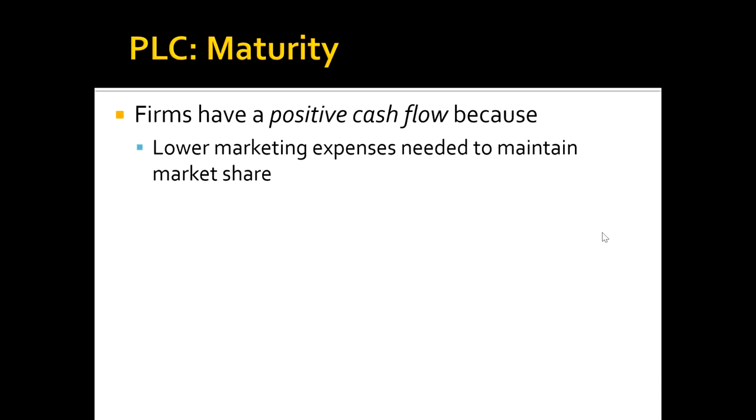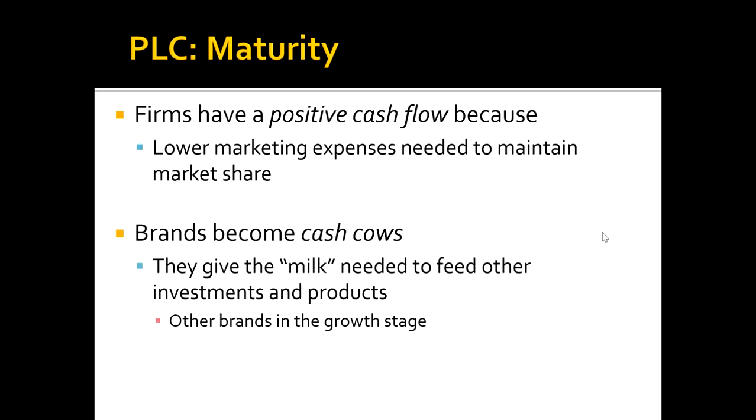During this time period, firms have a positive cash flow. They have loyal customers. They're leaders in their segments. They don't need to spend as much money on marketing because they have loyal customers that are satisfied. So we call these brands cash cows.